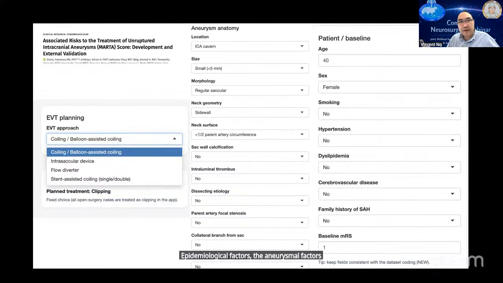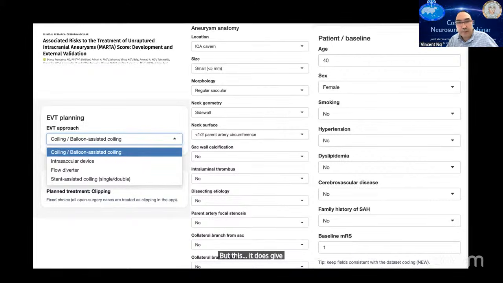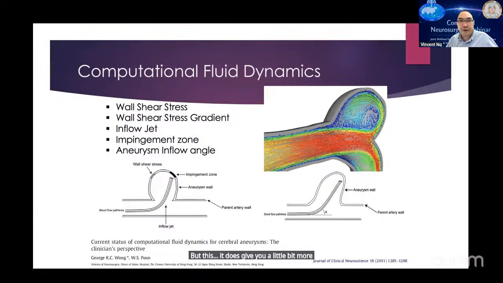Now you do have the treatment risk. Of course, that is really based on the modeling and how they created this model itself. The question will be whether it's externally validated to your particular center. But it does give you a little bit more factors for you to consider.